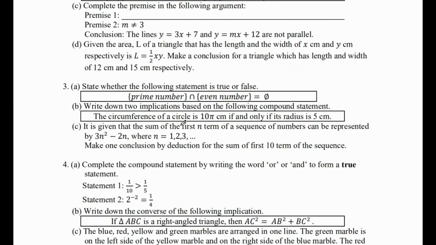C. It is given that the sum of the first n terms of a sequence of numbers can be represented by 3n squared minus 2n, n equals to 1, 2, 3. Make one conclusion by deduction for the sum of the first 10 terms of the sequence. Okay, that means n equals to 10. All you need to do is substitute n equals to 10 into this formula. So you have 3 times 10 squared minus 2 times 10. Calculate this: 10 squared is 100, 100 times 3 is 300, minus 20 equals to 280.